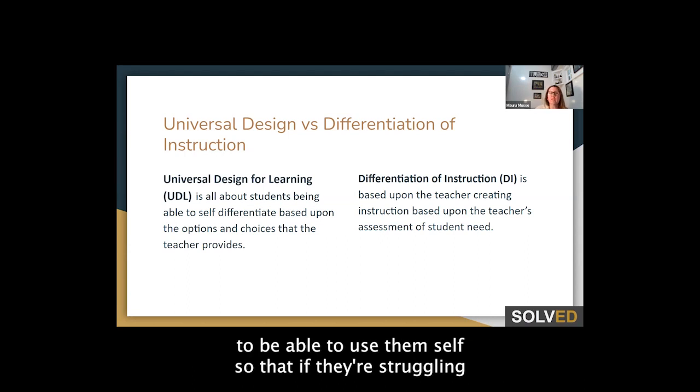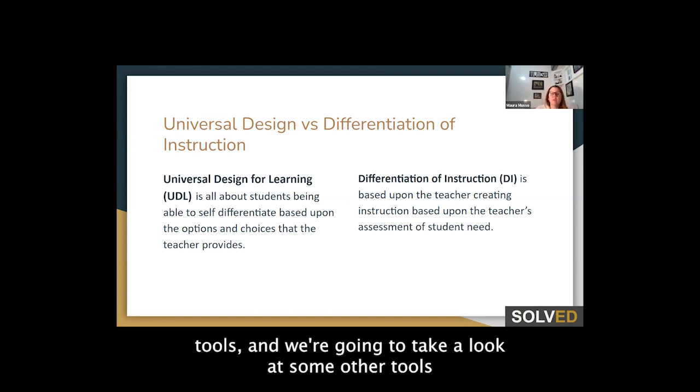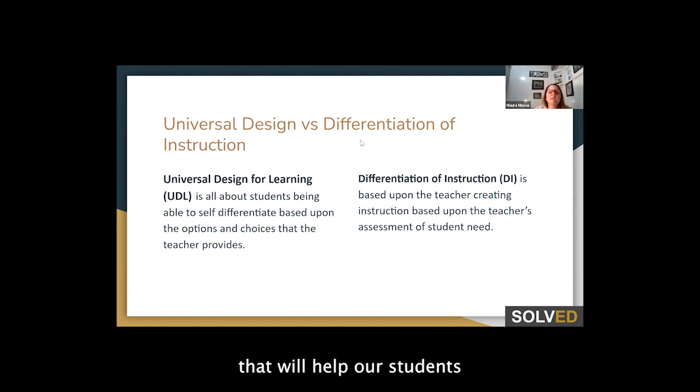For universal design, I'm putting different things out there for my students to be able to use themselves, so that if they're struggling, they can look at these other options. My anchor charts around, my technology tools. And we're going to take a look at some other tools that will help our students in this universal design for learning.